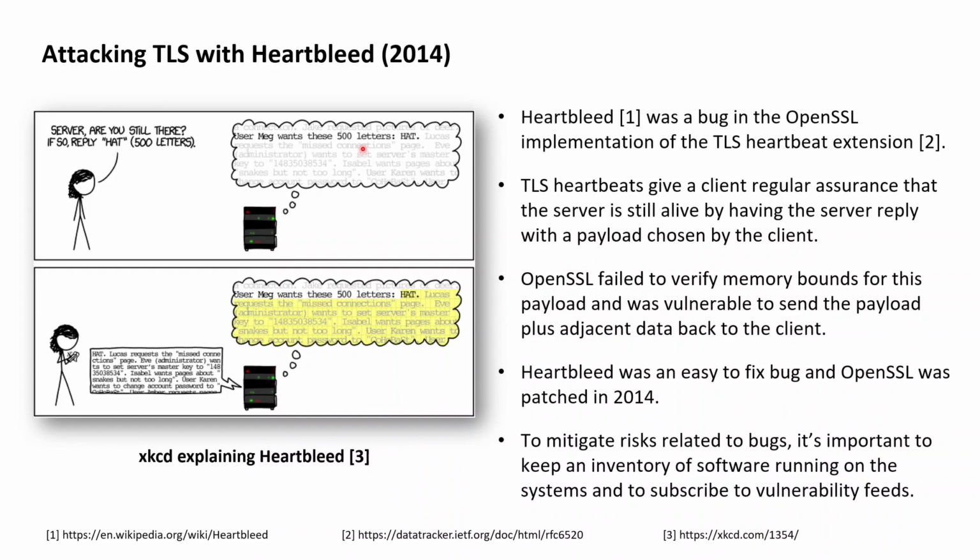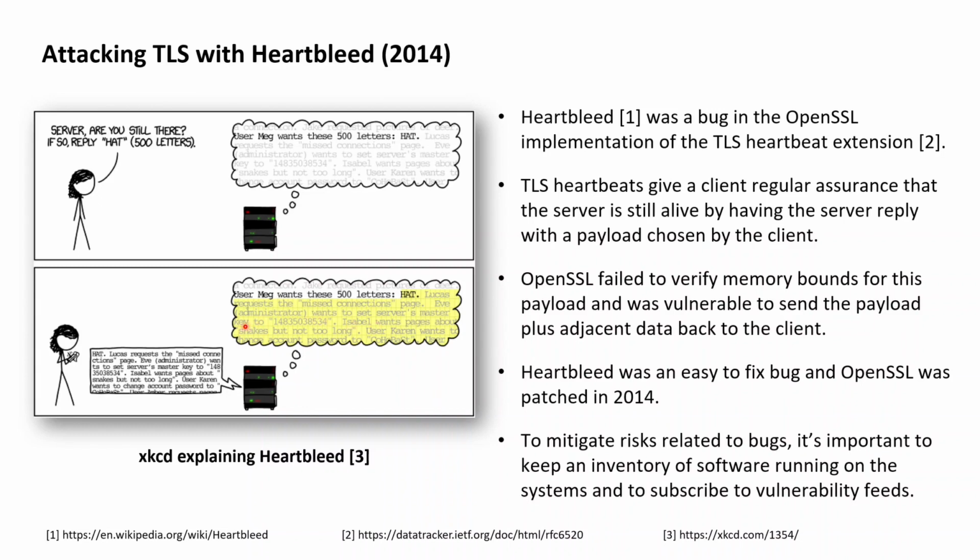To reply with the heartbeat response message, the server then checks the indicated payload length and sees that the indicated payload length was 500 letters, even though the real payload was just the 3-letter payload hat. Due to the failed memory bounds verification, the server then reads 500 letters from its memory, starting at the payload hat, but also taking 497 letters from the memory adjacent to the payload.